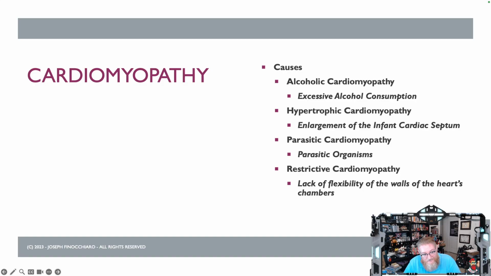So what are some causes of secondary cardiomyopathy? Well, alcoholic cardiomyopathy, which occurs as a result of excessive alcohol consumption. Hypertrophic cardiomyopathy, which is an enlargement of the infant cardiac septum. Parasitic cardiomyopathy, which is a result of exposure to parasitic organisms. And restrictive cardiomyopathy, which is a lack of flexibility of the walls of the heart's chambers.